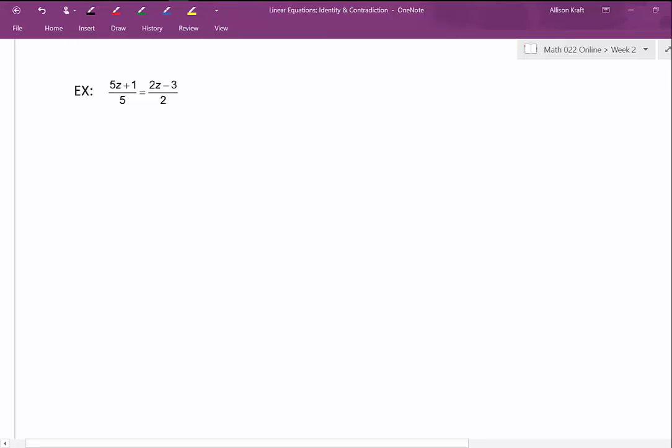In our last example, we do have fractions in our equation. No parentheses to eliminate, but fractions to deal with. I'm going to do the same move that I did in our lecture where we solved the equations with fractions. I'm going to break this up into 4 fractions. I'm going to rewrite the left side as 5z over 5 plus 1 over 5 equals 2z over 2 minus 3 over 2. Now we want to eliminate the fractions.